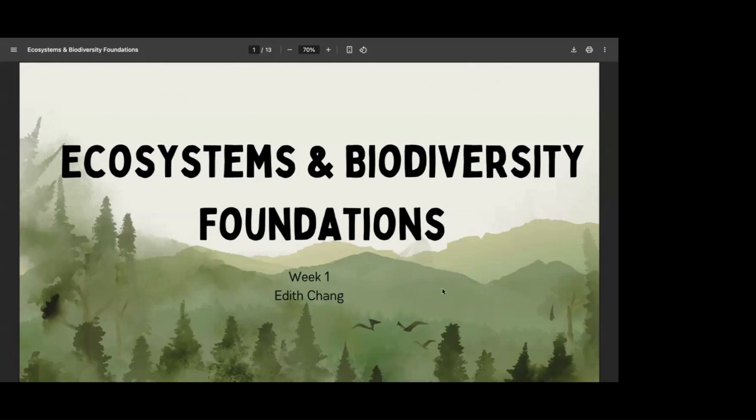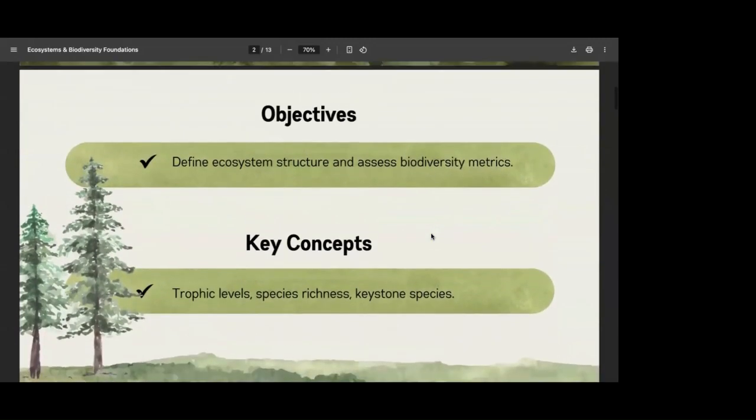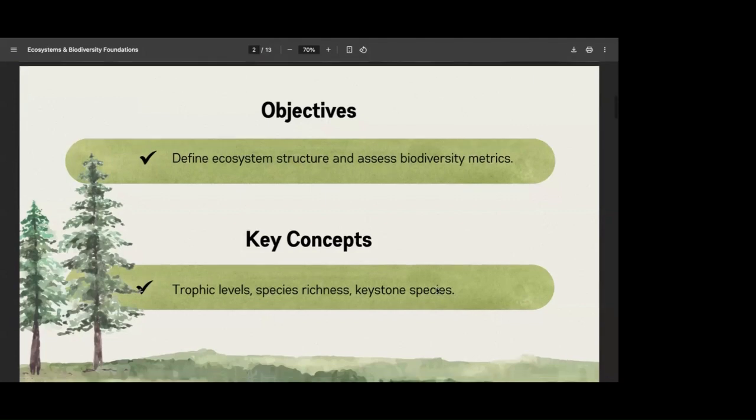For her week 1 lesson, it'll be about ecosystems and biodiversity. Her objectives for you guys are to be able to define the ecosystem structure and assess biodiversity metrics. Some key concepts that we'll be going over are trophic levels, species richness, and keystone species.